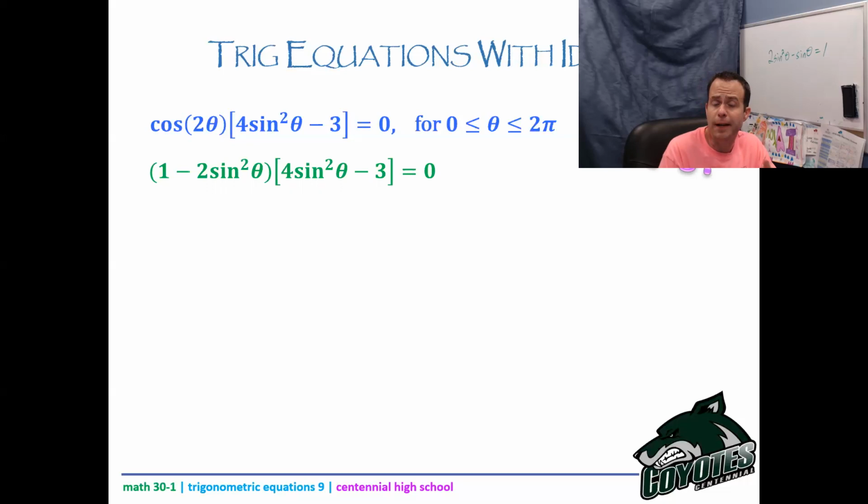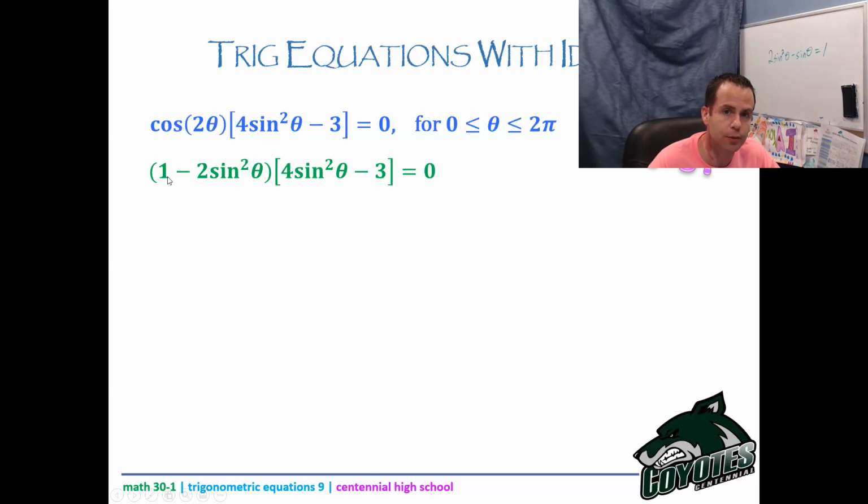Because this was already in factored form, though, it would have been just as easy to use the 2 cos squared theta minus 1. The only thing I wouldn't have maybe done was the cos squared theta minus sine squared theta, because you don't want to introduce 2 different trigonometric ratios in the same factor. You can, it is still solvable. It just requires a little bit more thought. So I would stick with either switching it to the one I've got here or the 2 cos squared theta minus 1.